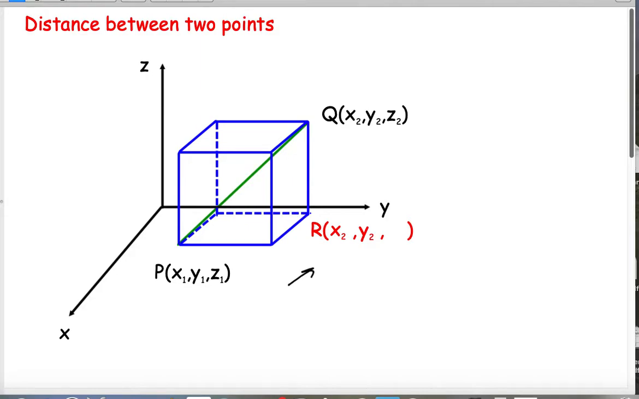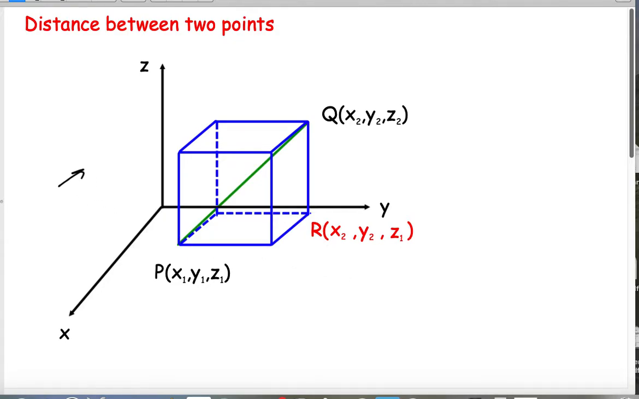What about the z coordinate? Well, obviously Q is a lot higher up than R is, so it has a different z coordinate. But R and P are both on the bottom of the cube, the plane that covers the bottom of this cube, so they have the same z value. So the z coordinate for R will be the same as the z coordinate for P. So that's z sub 1.